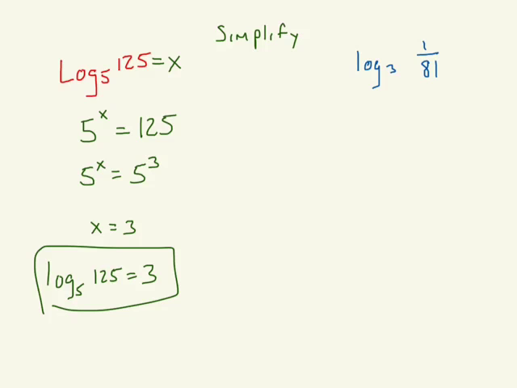Okay, do the same thing with this one here. We have to set it equal to a variable first. Now we have an equation. Now we can use our rewrite process. We'll go a 3 to the x equals 1 over 81.